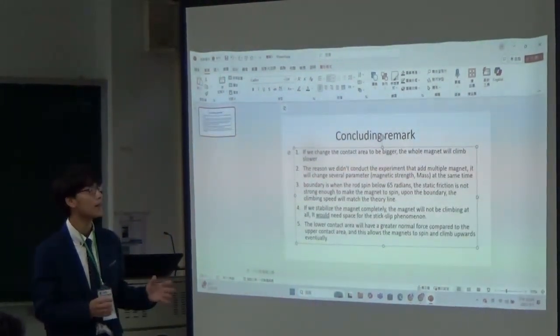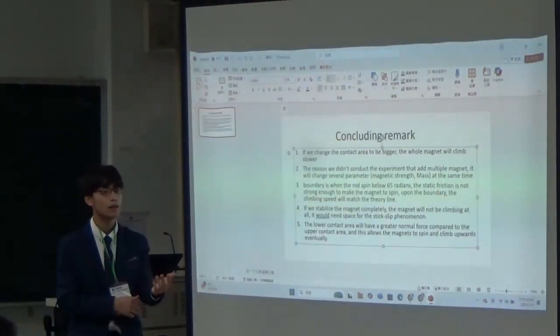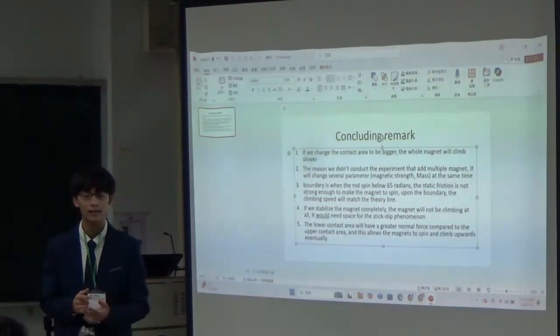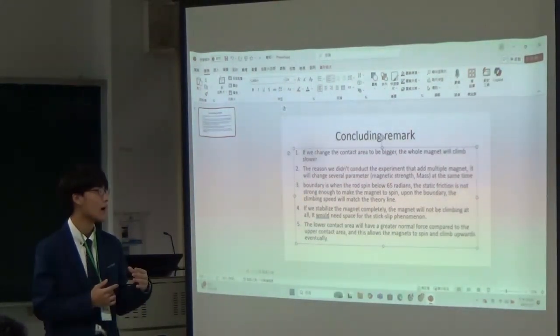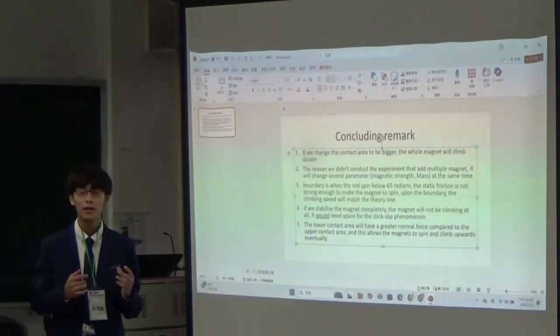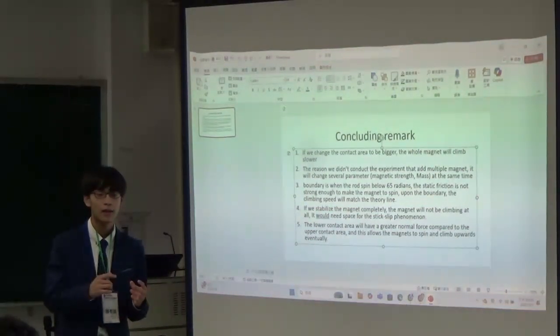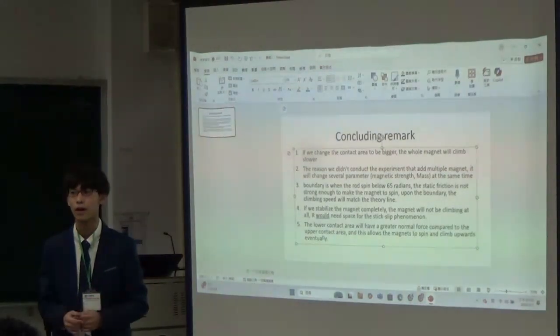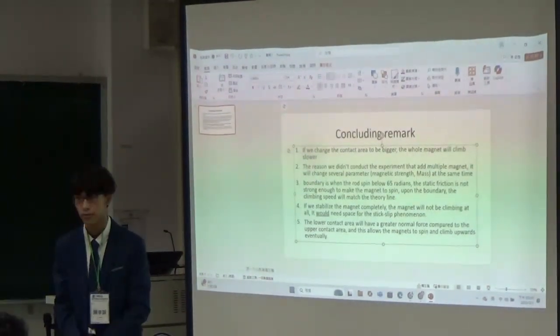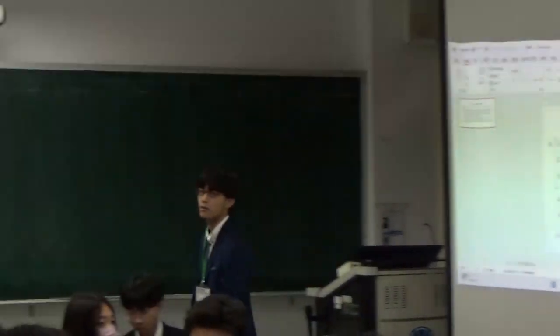And last and finally, the reporter would like to clarify that there are 2 major reasons why the magnets climb up. First is the sixth phenomenon, and the second one is pure rolling. The pivot of the pure rolling is called the instantaneous center of rotation, the IC/OR. And that is the end of our concluding remarks. Thank you.